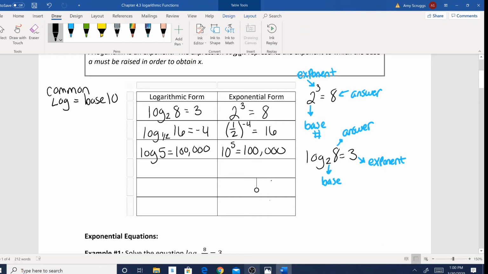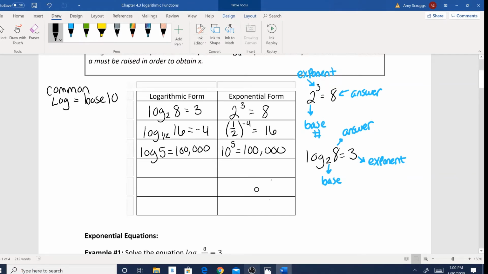All right, let's go backwards now. I want to go the other way. I'm going to give you a logarithm, and I want you to rewrite it into exponential form. So let's say we have log base 3 of 1 over 81 is equal to negative 4. To go backwards, the base was 3, the exponent is negative 4, and it equaled 1 over 81. All right, let's do another one.